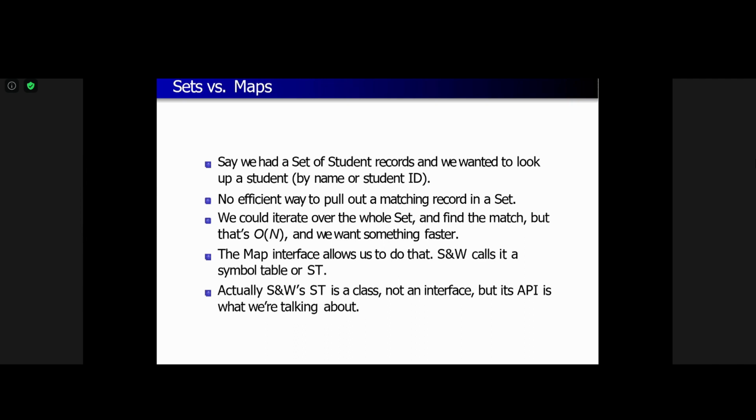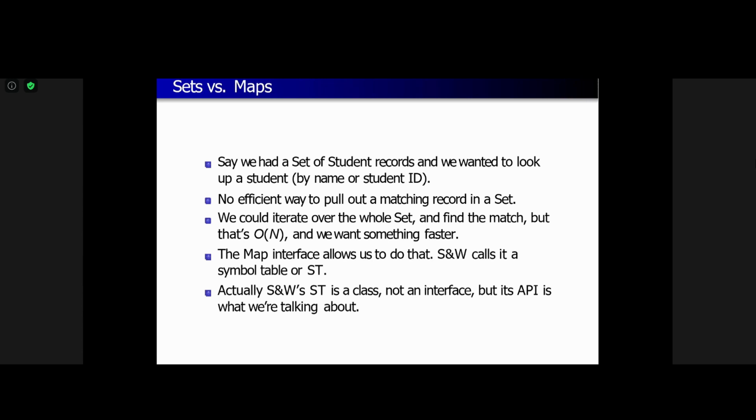So starting from the notion of sets. Suppose you have this set of student records, and you wanted to find one of those students by ID. If you look at the API for set, you don't have a direct lookup method. The only way you can find things is by going through the whole set and checking them one by one. Well, it's pretty inefficient. It's order n, where n is the size of the set.